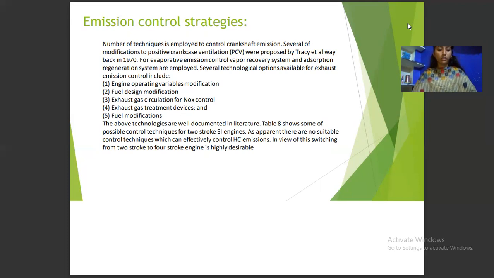The above technologies are well documented in the literature. Table 8 shows some of the possible control techniques used for two-stroke SI engines. As apparent, there are no suitable control techniques which can effectively control HC emission. In view of this, switching from two-stroke to four-stroke engines is highly desirable.